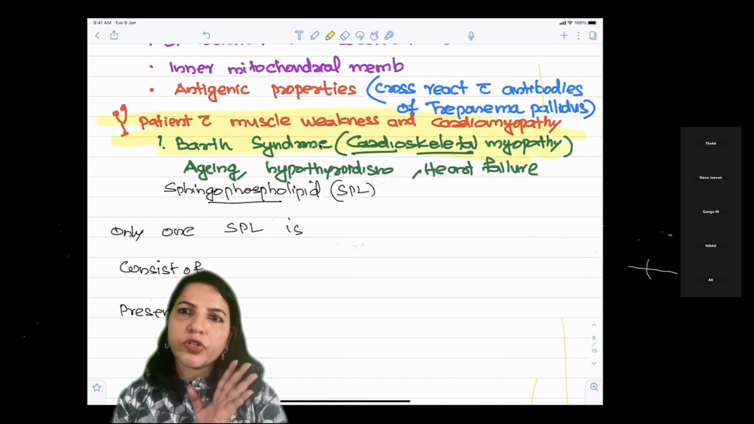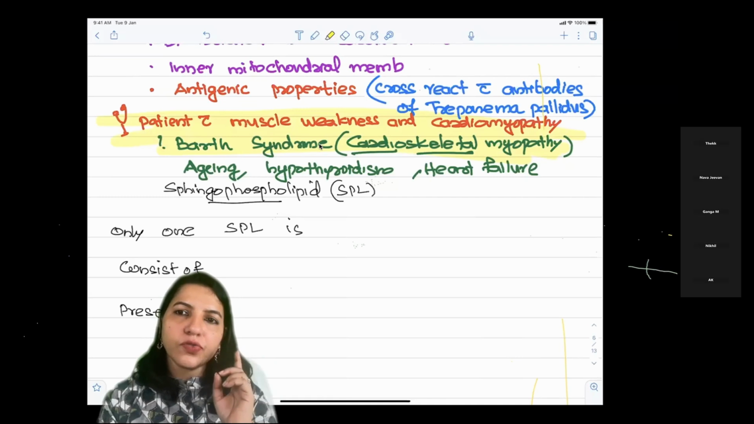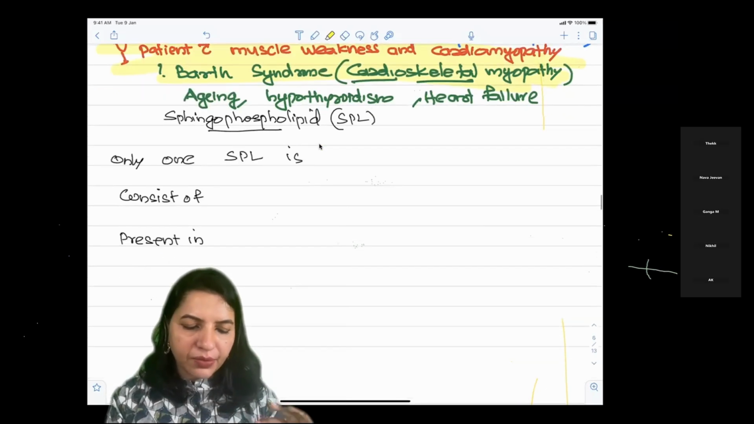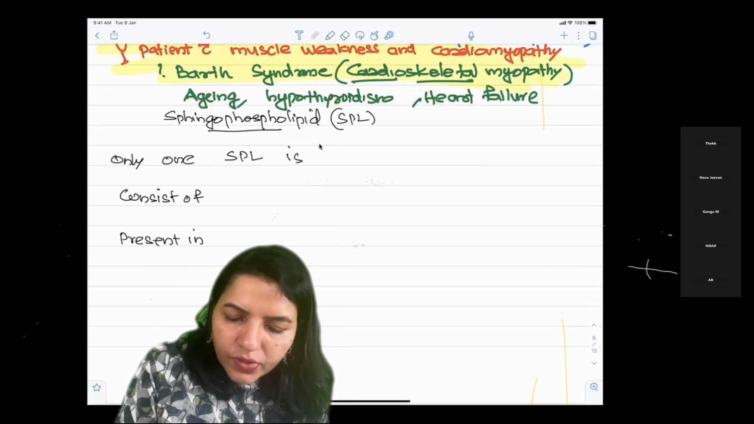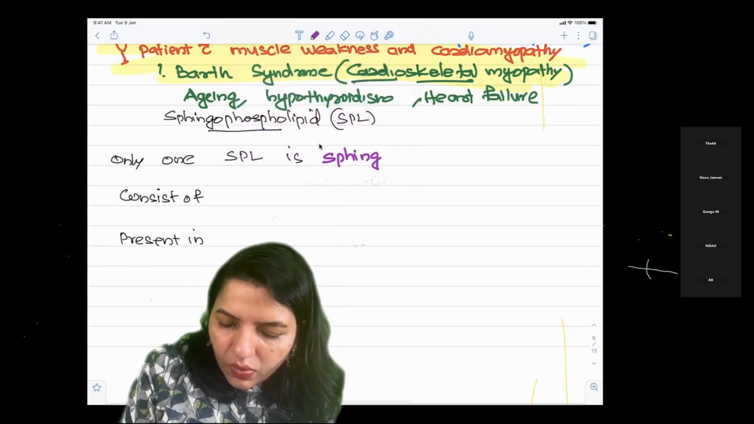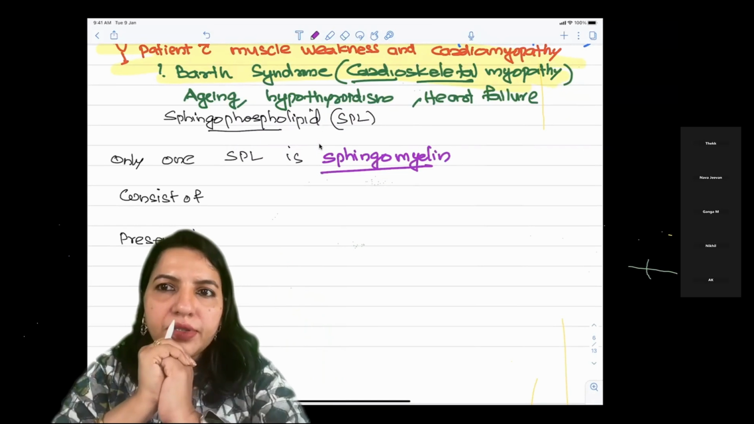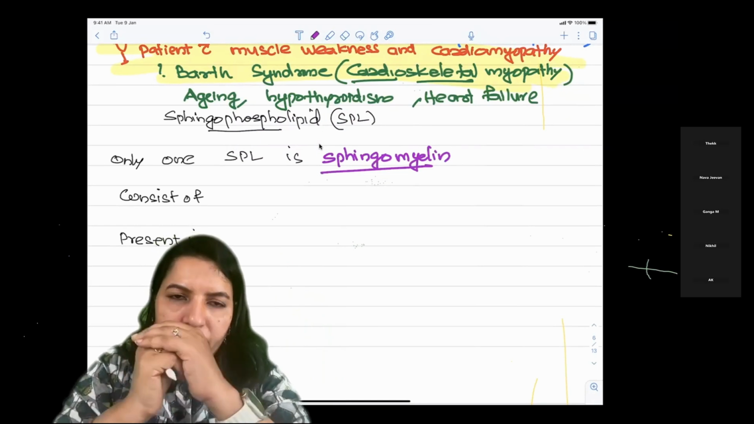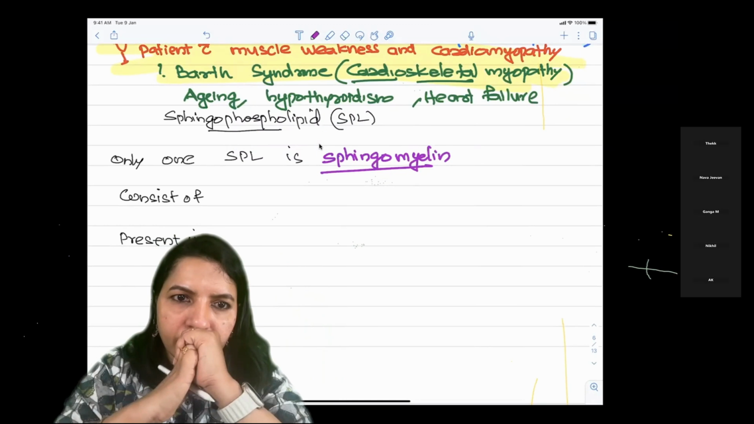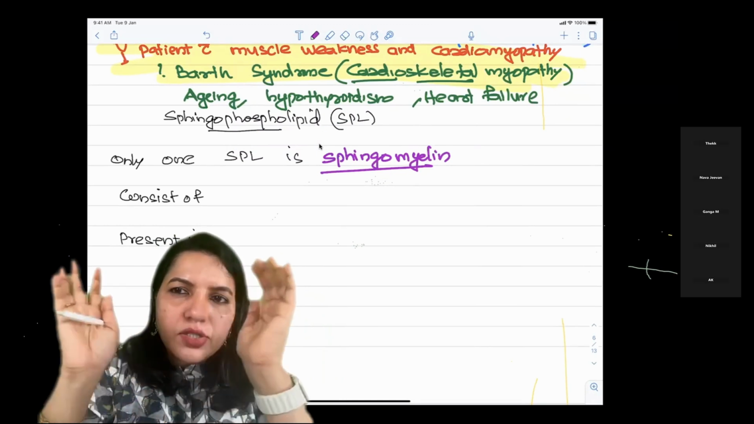Who is the backbone of sphingophospholipid? In the chat box, who is the backbone of sphingophospholipid? Yes, sphingosine is the backbone. Only one sphingophospholipid is there, that is sphingomyelin. Sphingomyelin. Who can tell me what it consists of? You can write it short. It consists of 4 components.